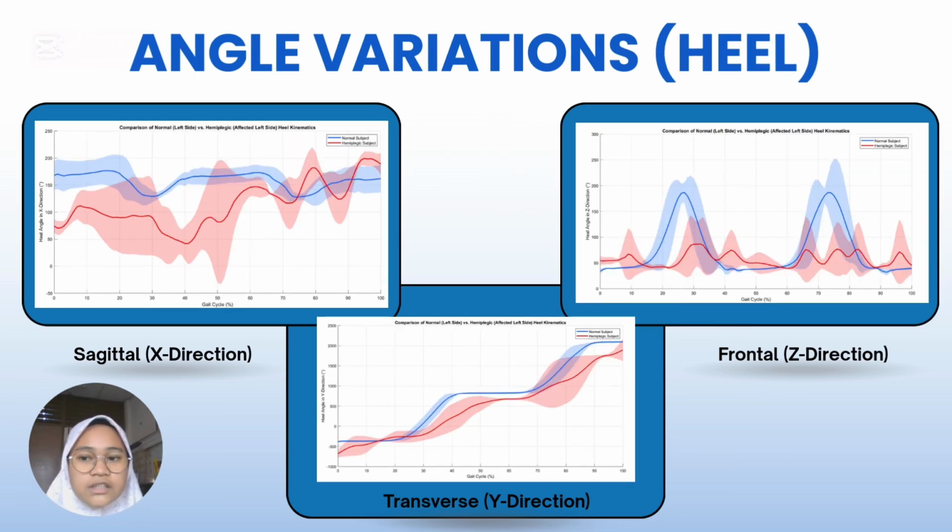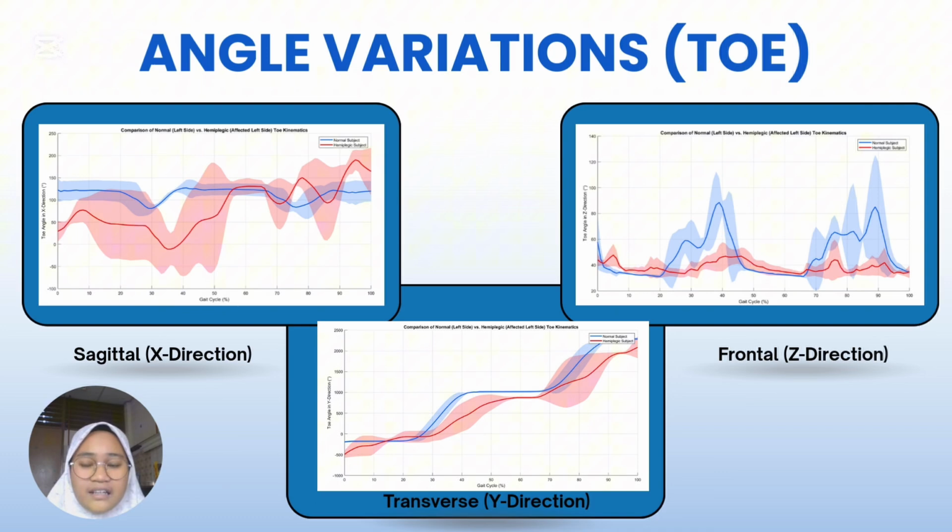Next, the heel data reveals a total loss of the standard heel strike mechanism. In the sagittal plane, x-axis, the normal subject shows a distinct peak as the heel strikes the ground, whereas the hemiplegic subject displays a flat-foot or mid-foot landing. This lack of heel rocker makes weight acceptance very jarring. Furthermore, in the transverse plane, y-axis, the hemiplegic heel shows irregular rotation, suggesting that the subject is struggling to maintain a straight line of progression due to muscle spasticity.